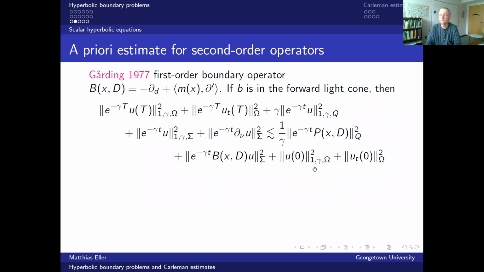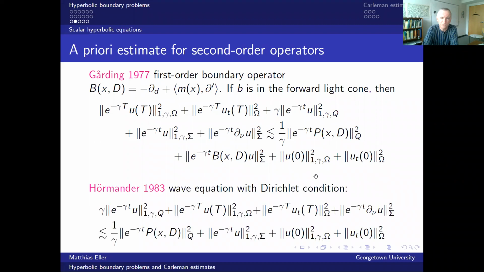So, perfect estimate, and you can use this somehow to prove strong well-posedness in H1 for the wave equation with a first order boundary condition. And Hörmander actually did the same. He writes it in his book for the Dirichlet condition.